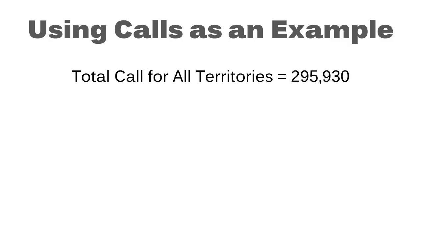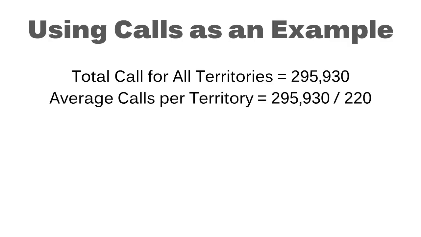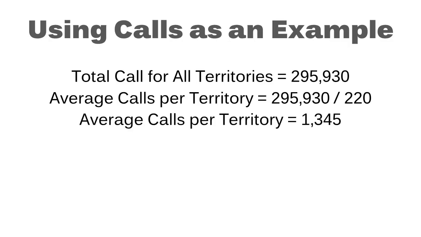So let's use calls as an example, and I'm going to first of all take you through the logic, and then we're going to generalize this into a formula. So the total calls for all territories in our example was 295,930. So that means the average calls per territory will be 295,930 divided by 220, in other words the team size. And that comes to 1,345 calls per territory. And this is where we need to make the logical jump.